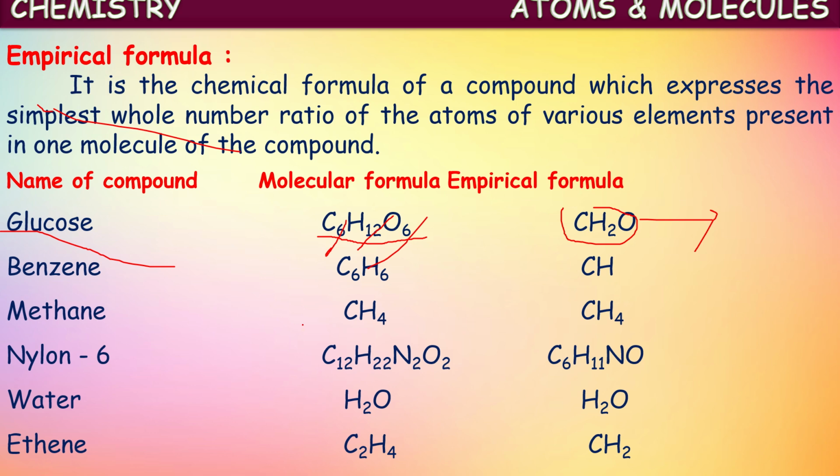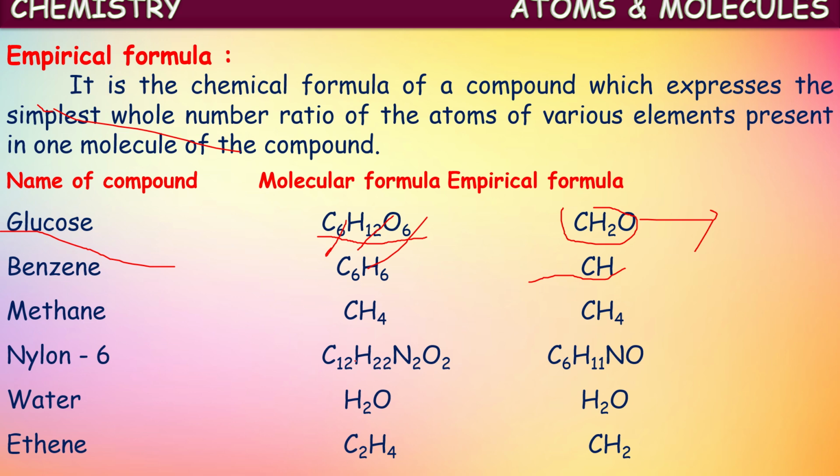Similarly, benzene C6H6. The simplest whole number ratio is what? 6 ones are, 6 ones are. C1H1, nothing but CH. So the empirical formula of benzene is CH. Methane CH4. The least possible simplest whole number ratio is how much? C1, H4, CH4.